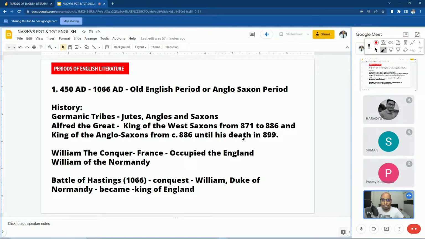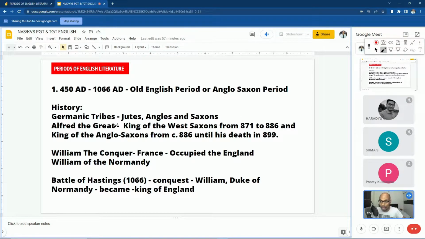In this, there is one very famous, very popular historical figure, Alfred the Great. He is the king of the West Saxons from 871 to 886 and king of Anglo-Saxons from 886 until his death in 899.